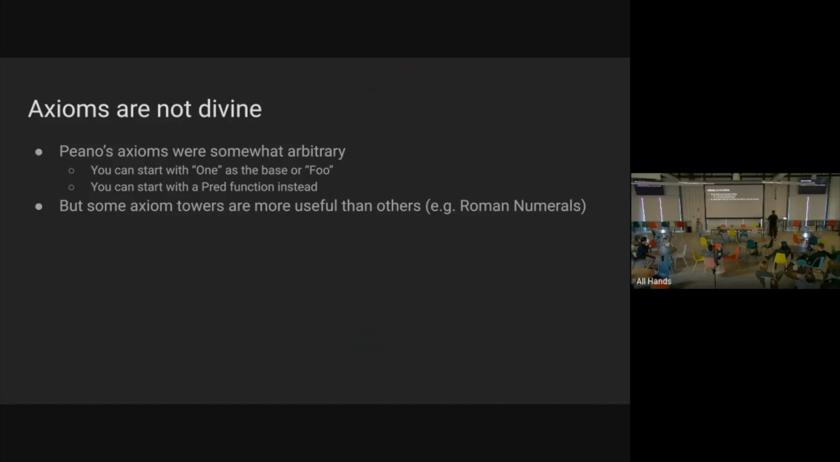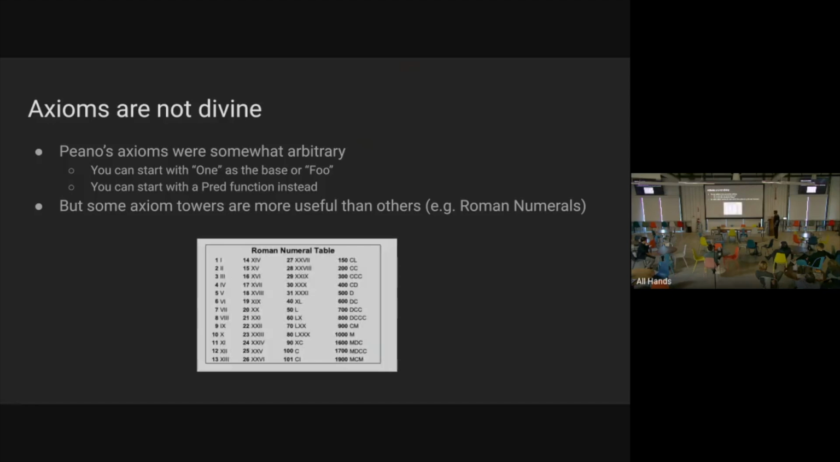But here I'm making a claim that some axiom towers are better than other axiom towers. Let's say more useful than other axiom towers. Like for example, Roman numerals are just horribly inconvenient at doing anything useful like multiplication. And yet, everything that you can do in regular numbers, you can also do in terms of Roman numerals. And so Roman numerals are just a different set of axioms that are somehow slightly less useful.